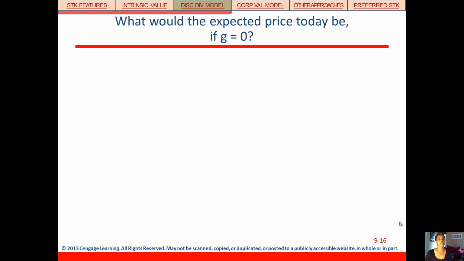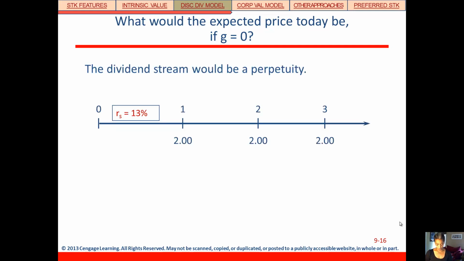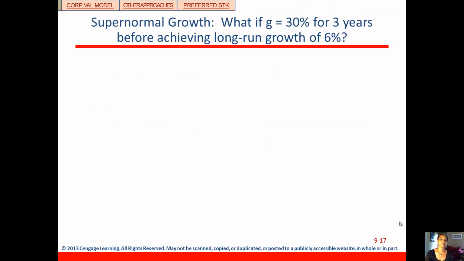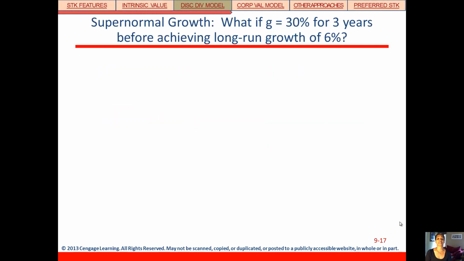So now, what would be the expected price today if g is equal to 0? Well, that would be the case of preferred stock, where the dividend is not growing. It's constant over time. So then that would just be the dividend divided by the required return, or in this case, $2 divided by 13%. So that would give us a price of $15.38.